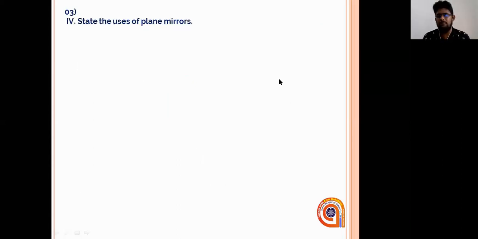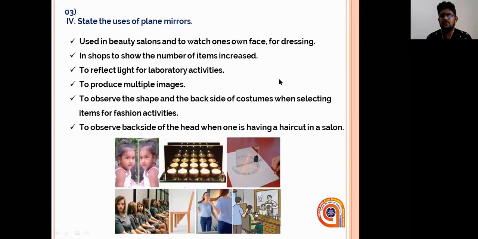State the uses of plane mirrors. Used in beauty salons and to watch one's own face for dressing, for beautifying oneself. In shops to show a large number of items, as you could have seen in shops and multi-complexes. It seems like a large amount of goods are there, but when you go closer, you can see that it is because of a mirror.